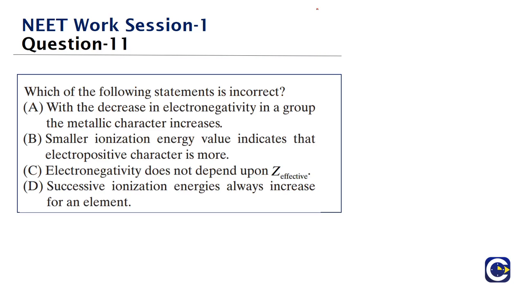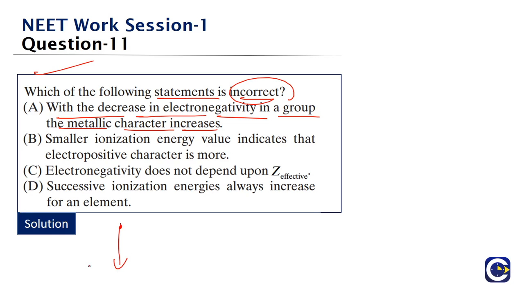Next we have a theoretical question, question number 11. Which of the following statements is incorrect? Statement A: with the decrease in electronegativity in a group, the metallic character increases. Here we are looking for the incorrect statement. Remember, when you go down a group, electronegativity decreases, and the metallic nature increases. So as you go down the group, we see stronger metallic nature.